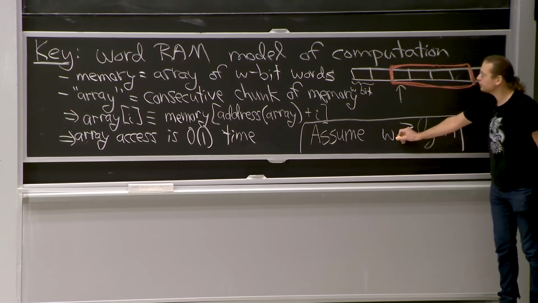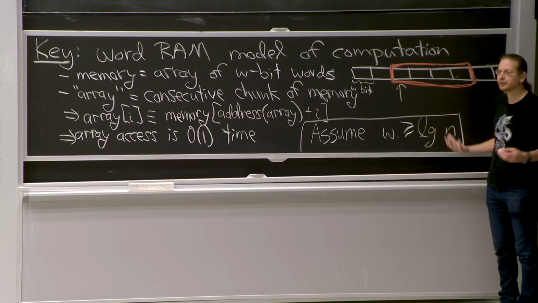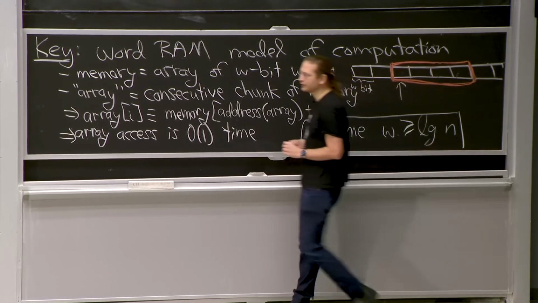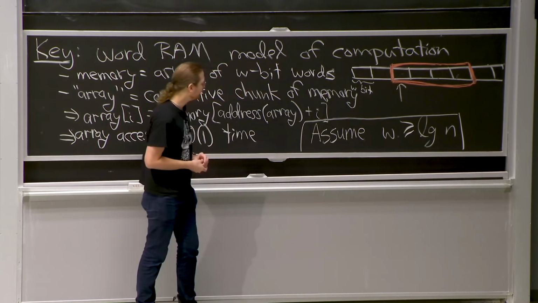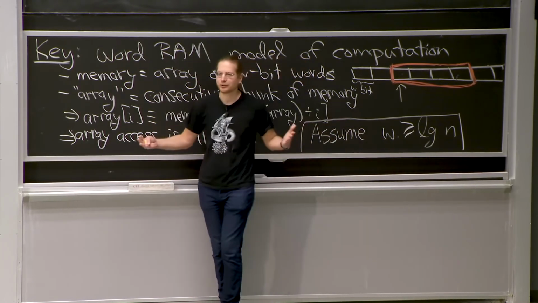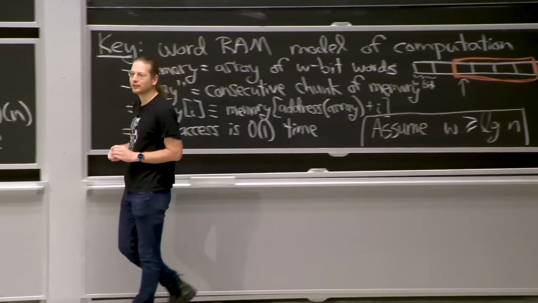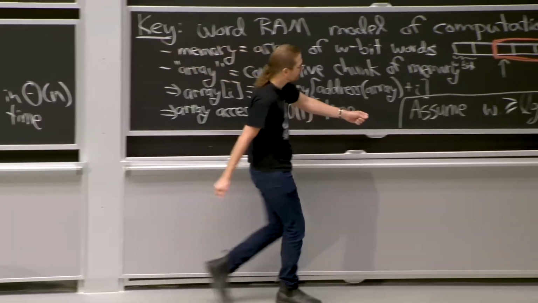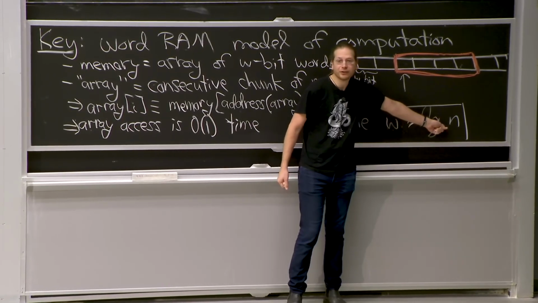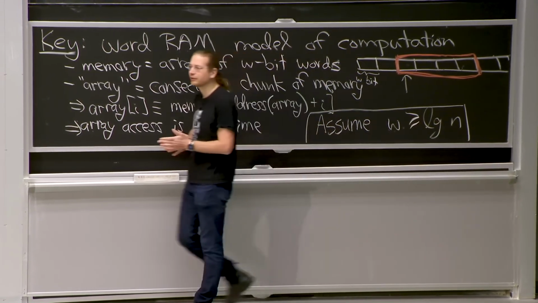w, remember, is the machine word size. In real computers, this is currently 64 or 256 in some bizarre instructions. But we don't usually think of the machine as getting bigger over time, but you should think of the machine as getting bigger over time. This is a statement that says the word size has to grow with n. It might grow faster than log n, but it has to grow at least as fast as log n.